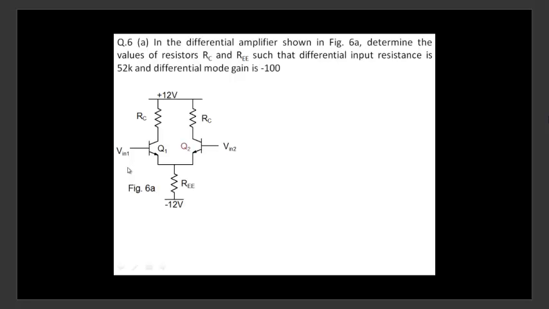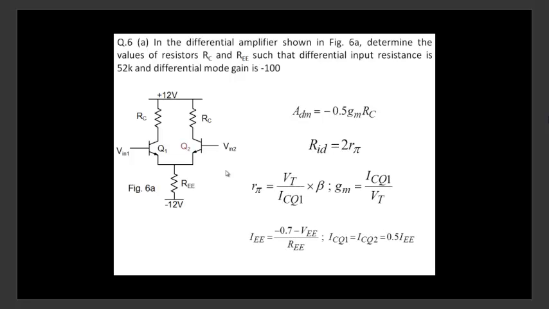Okay, so this is straightforward. It's a straightforward application of formula, ADM and RID. All we have to do is determine the value of RC and RE such that the differential input resistance is 52K and differential mode gain is 100. All you have to do is just put in the values here. Differential input resistance is given as 52K. You put here 52K. That will give you the value of r pi.